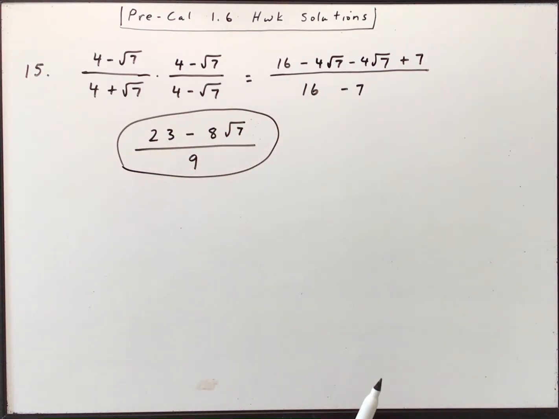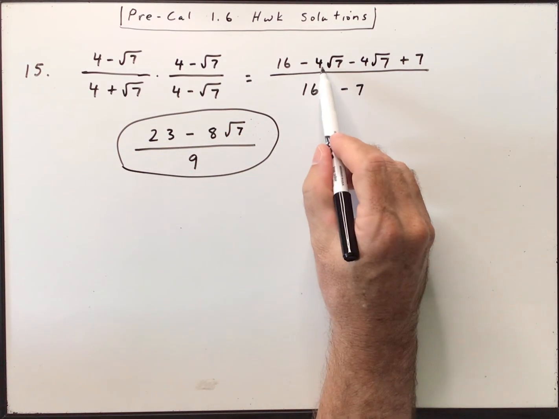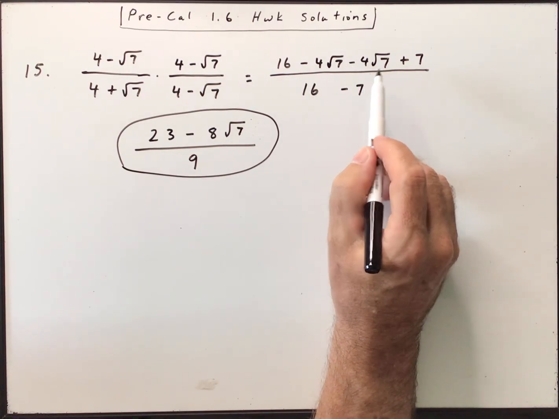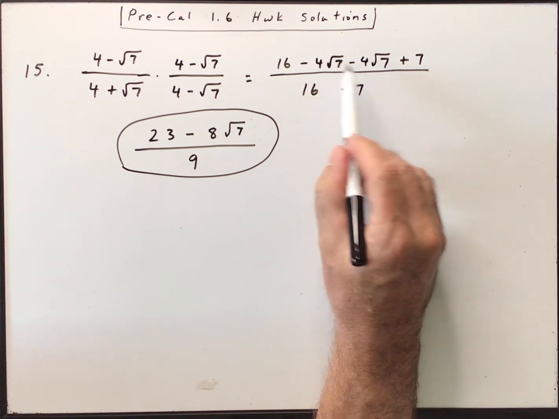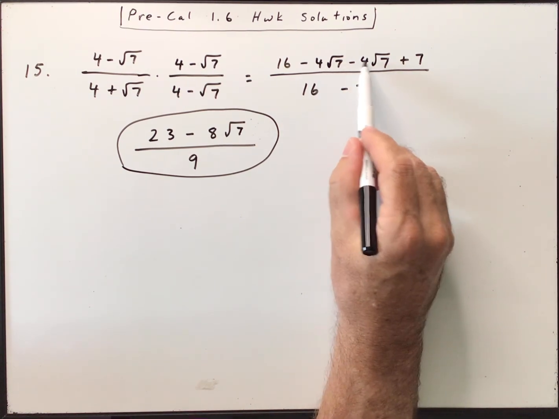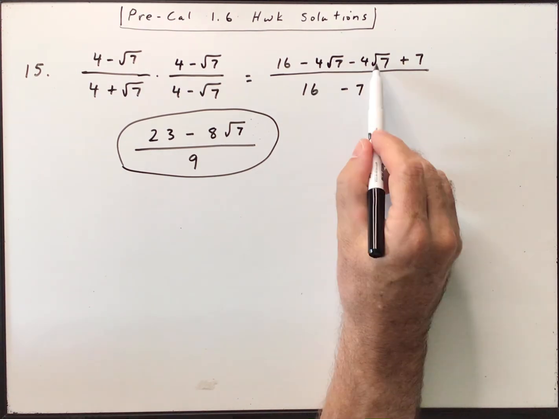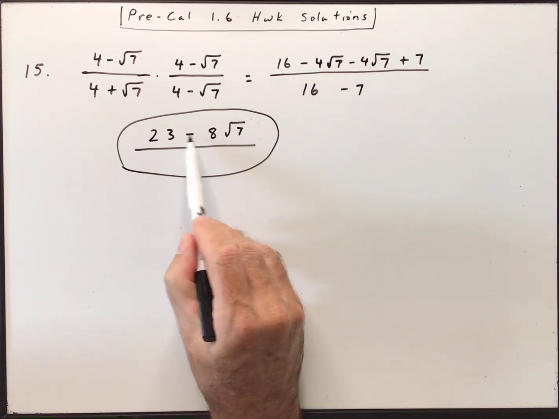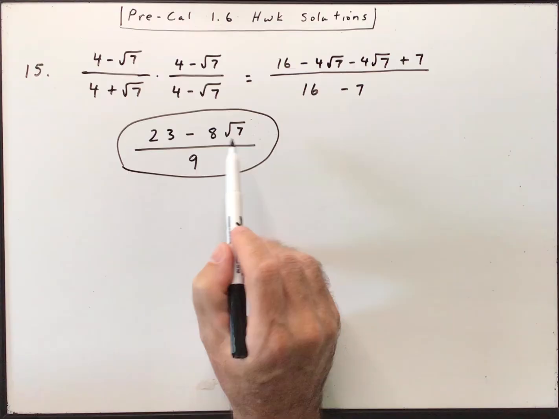What I've seen a lot of students get confused about in the past is this minus 4 root 7 and another minus 4 root 7. They don't know that you can combine those two constants. So there's 8 of those root 7s, and then there was a minus out front, so minus 8 root 7.